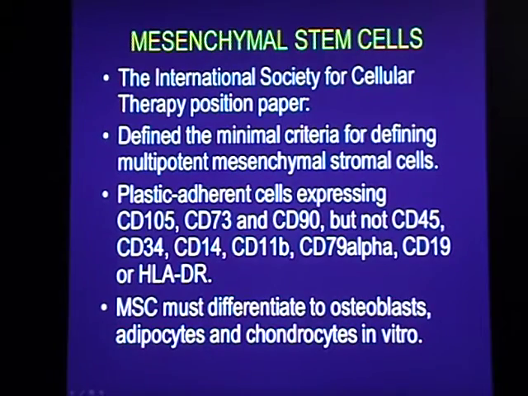MSCs were evaluated in a position paper published by the International Society for Cell Therapy, and they defined the minimal criteria for defining multipotent mesenchymal stromal cells. These were defined as plastic adherent cells which expressed surface markers including CD105, CD73 and CD90, but were negative for CD45, CD34, CD14, CD11b and other mature cell markers. In addition, the MSCs must have the capacity to differentiate into the three lineages of osteoblasts, adipocytes and chondrocytes in vitro culture.